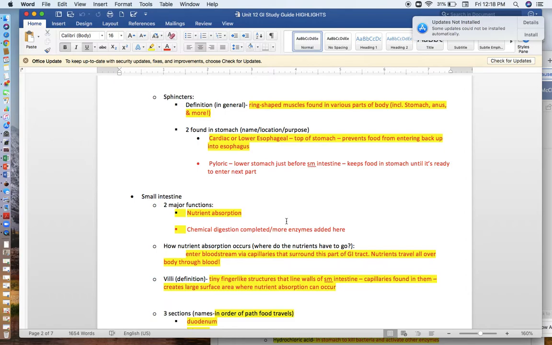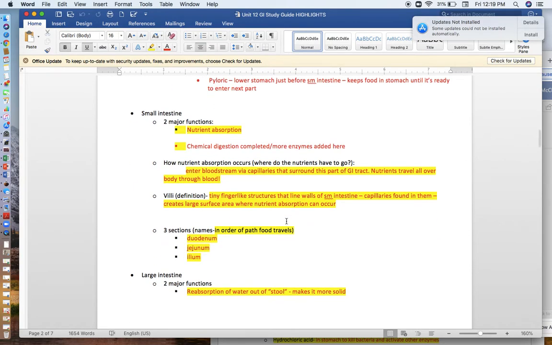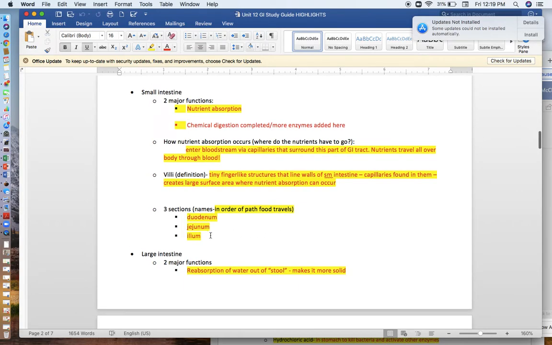The villi, remember, are those tiny little microscopic finger-like projections that line the entire internal circumference of the small intestine. And all that does is it creates more surface area for absorption to occur. Remember, absorption of nutrients is that major function of the small intestine. So we have a lot of capillaries running through the villi, lots of space to be able to pick up the nutrients.